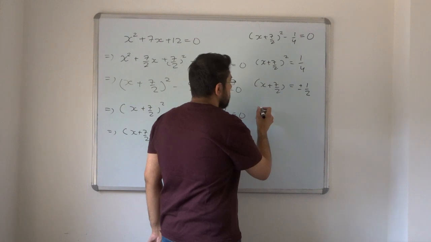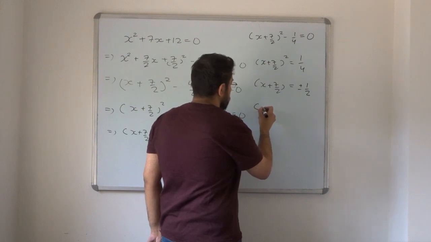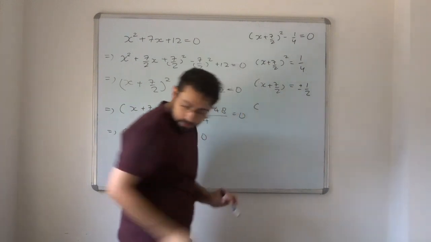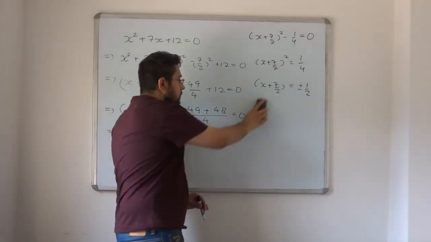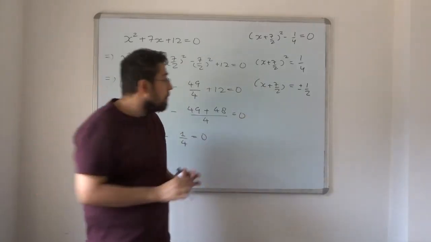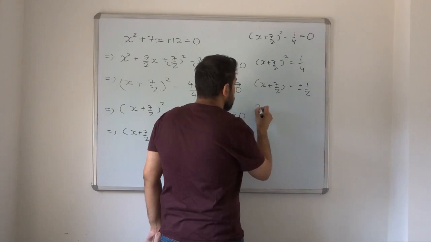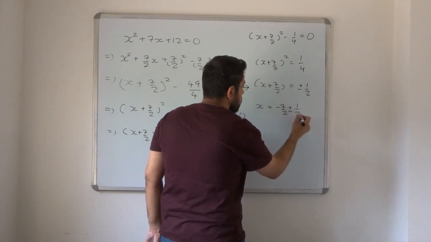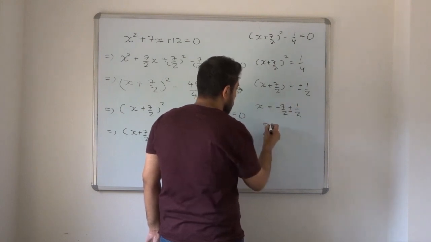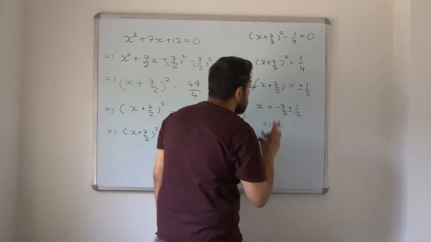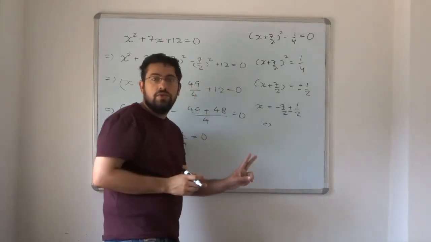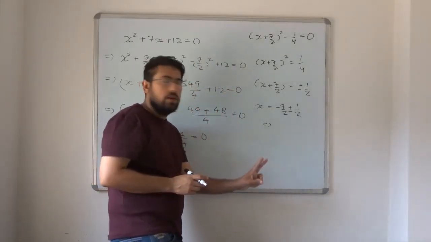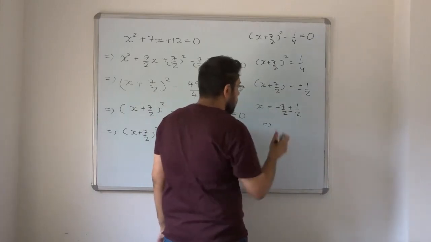So guys, the next step here is this: x equals minus 7 upon 2 plus minus a half. Okay, so basically now you're finding two values. You're finding two values now. Okay, a positive value and a negative value.